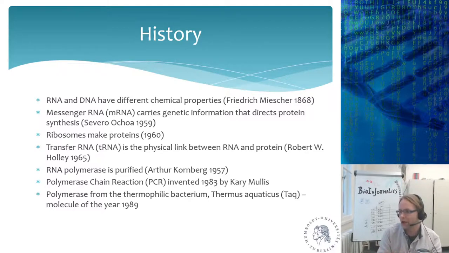The names DNA and RNA were not coined yet in 1868. But he discovered that when you look into the nucleus of a cell, there are two different substances in there. Two different nucleins, one which we now know is DNA, and another which we now know is RNA. And they have different chemical properties. Because he was a chemist, he looked at the chemical properties of the different molecules, and he said, well, these are two separate and unique molecules.